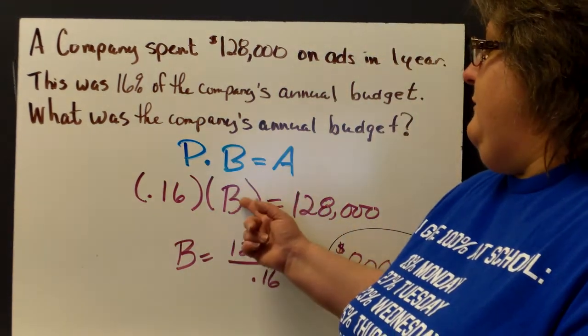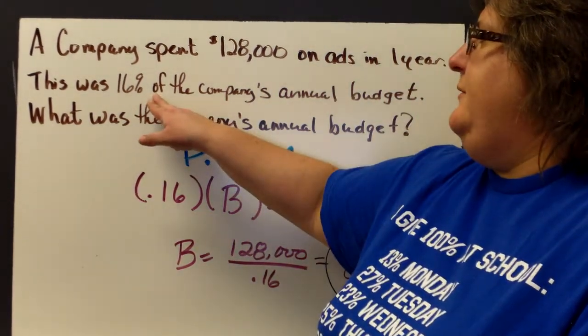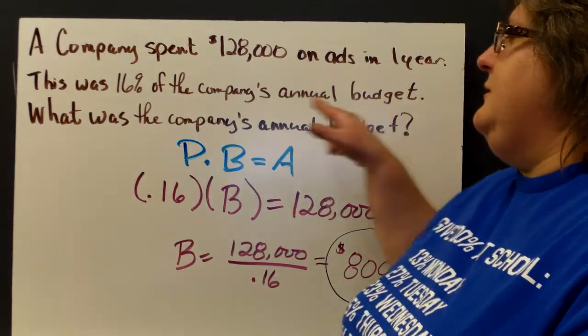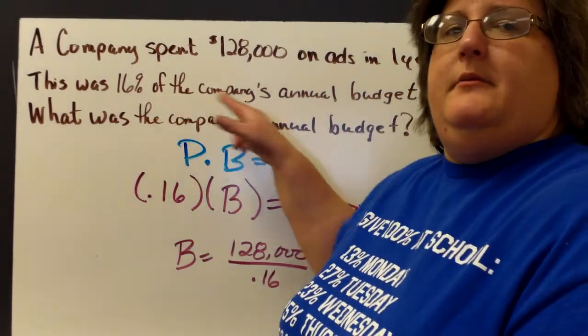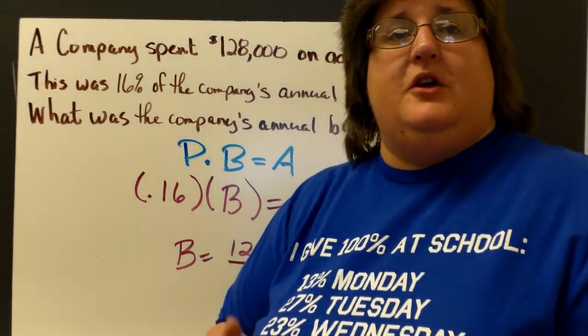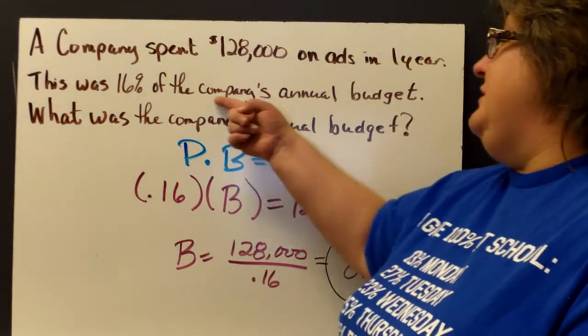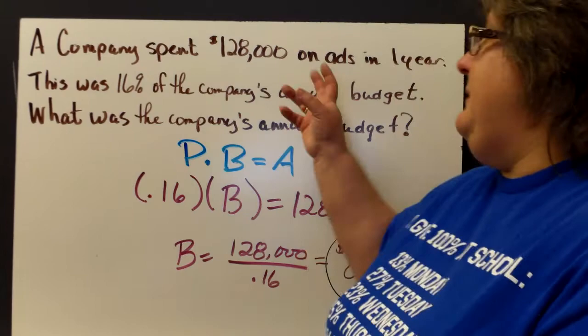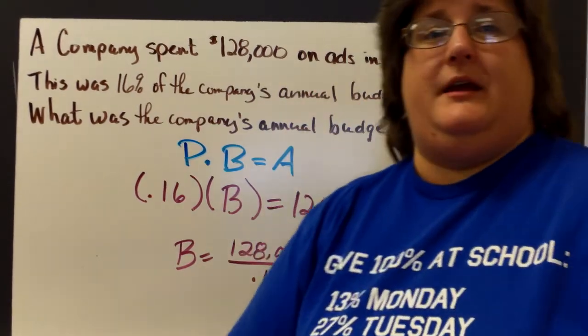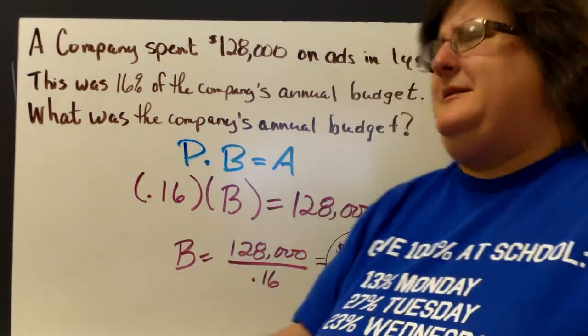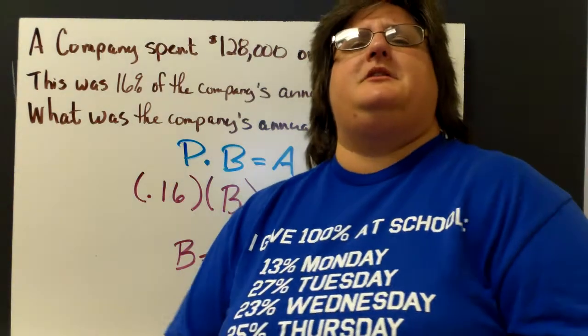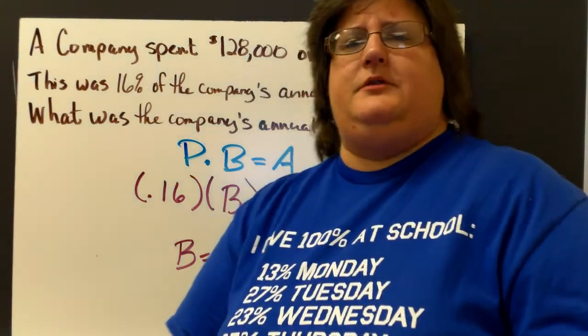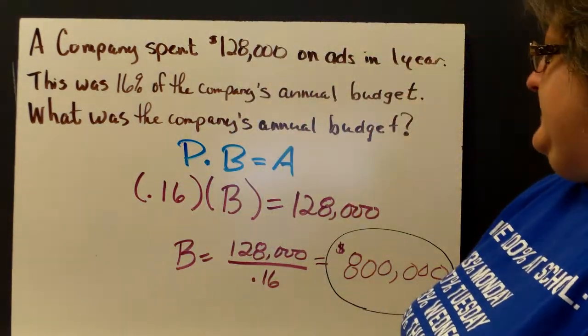Here's the base, because it says of the company's annual budget. Well, of, and then what follows should be the base. We don't see the base, we see the question. The company's annual budget. That's our unknown. So the amount is $128,000. Always see if that makes sense. If I take a portion of the budget, that would be equal to that $128,000.